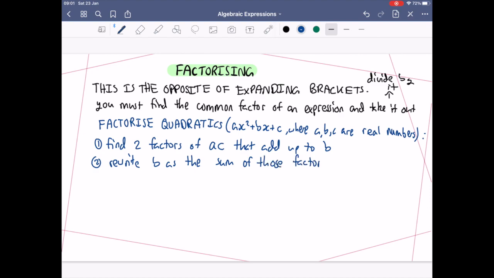And then step 3, we want to factorise each pair of terms, which is what we've just shown. And finally, we want to take out the common factor. So let's show an example of this.